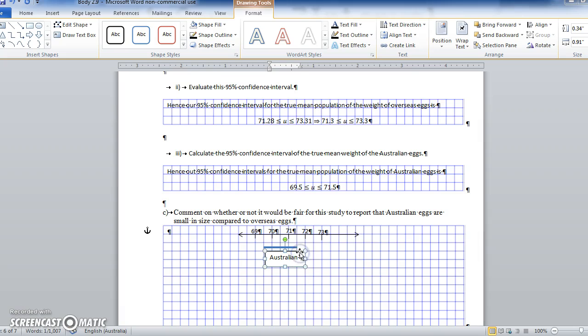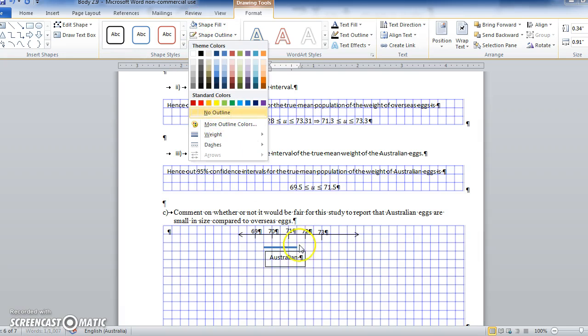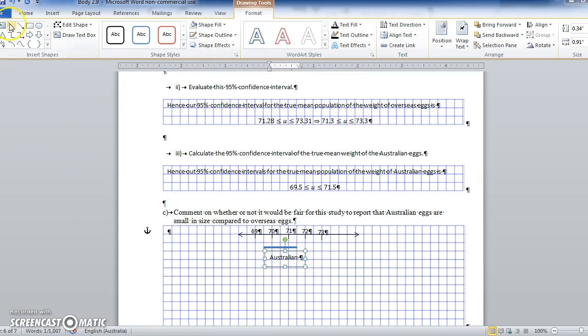Okay. And then the other one is from 71.3 to 73.3, so it's about the same size. And just to remind ourselves, that's the overseas.